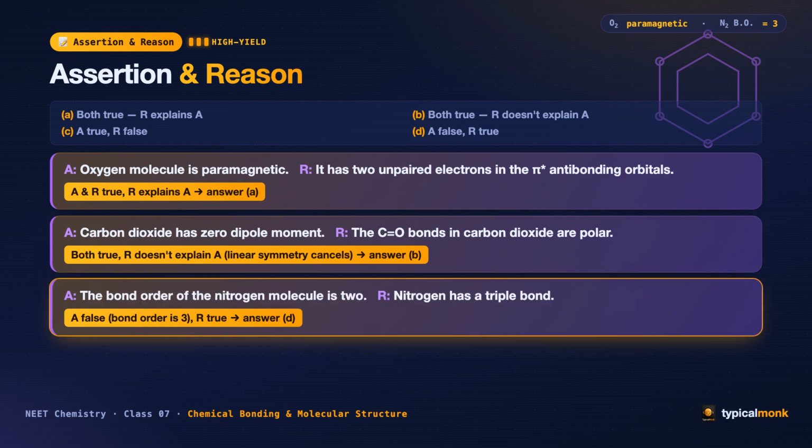Third one. Assertion: the bond order of the nitrogen molecule is 2. Reason: nitrogen has a triple bond. Check the reason first. Yes, nitrogen has a triple bond. True. Now the assertion.